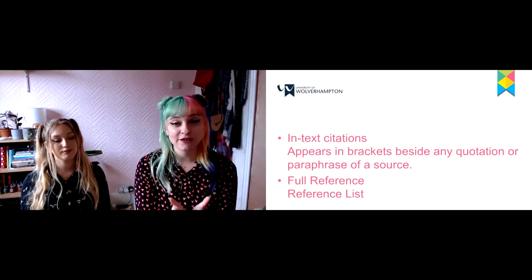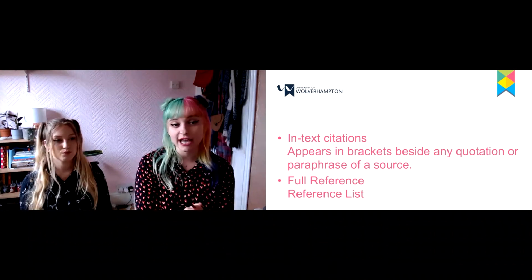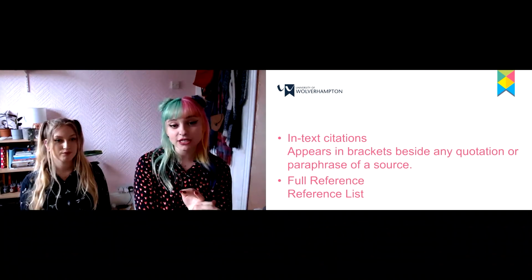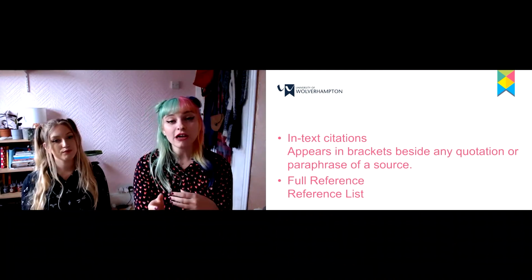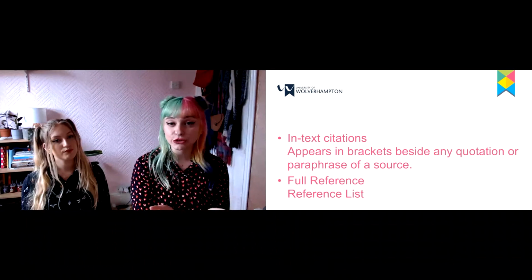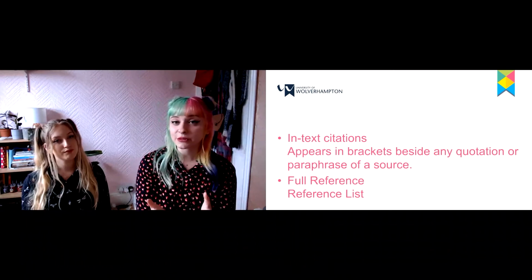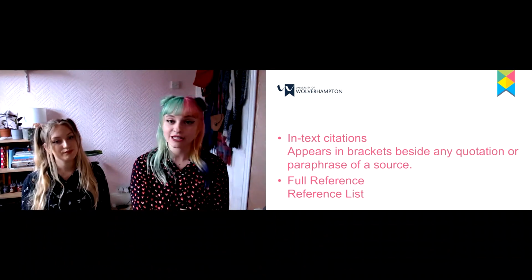So there's two types of referencing really that we'll cover just briefly today. There's in-text citations, and this is normally brackets that appear beside a quotation or at the end of like a paraphrase of a source. And there's also a full reference, which will be at the end in your reference list at the very end of your work.